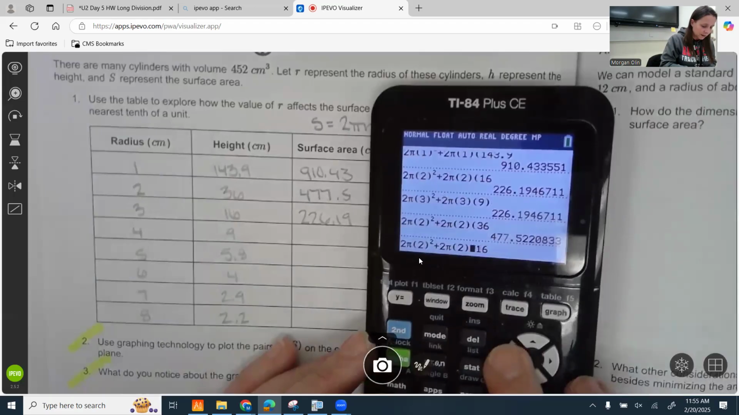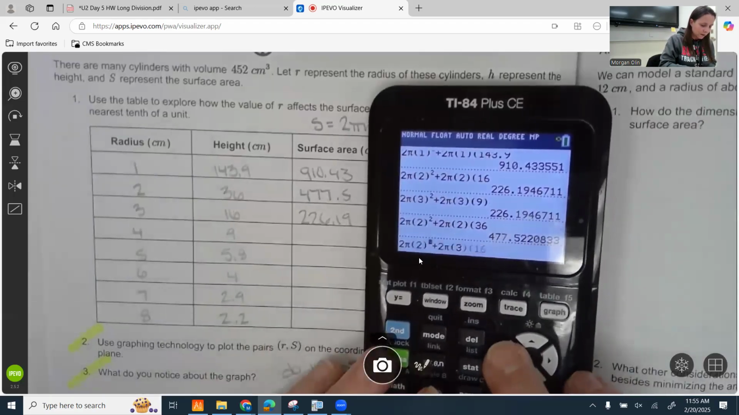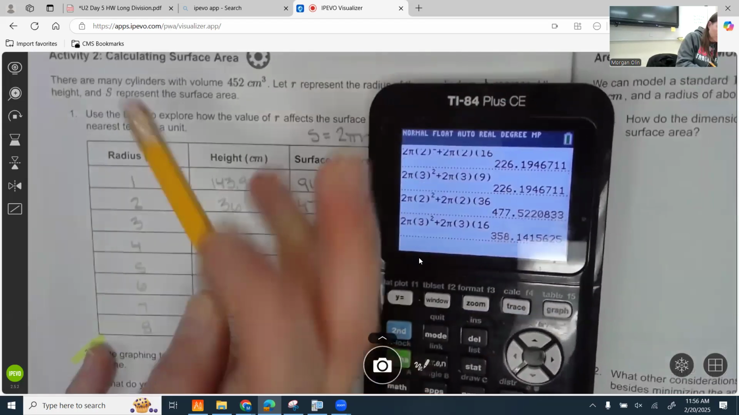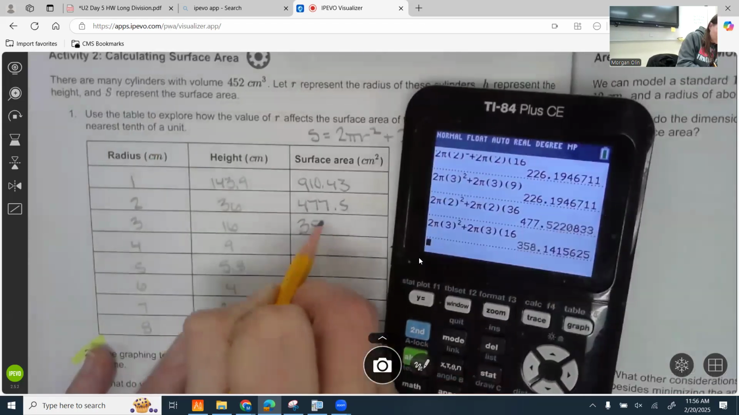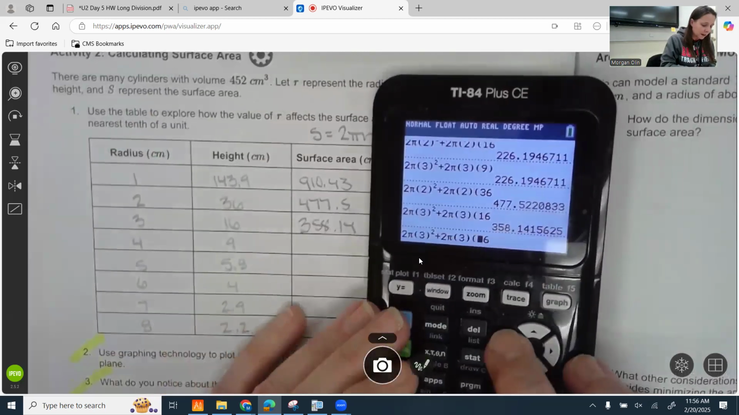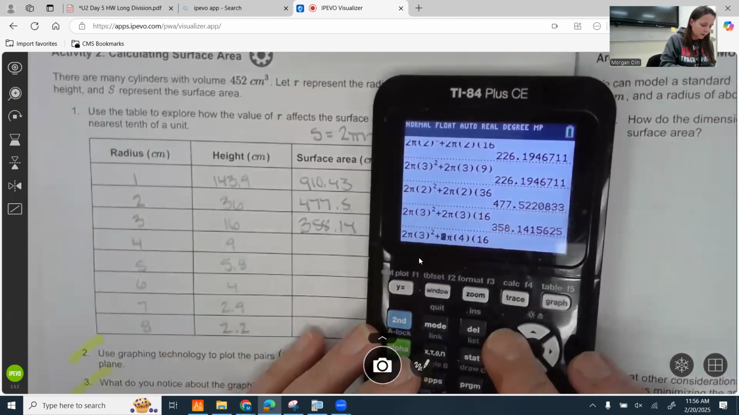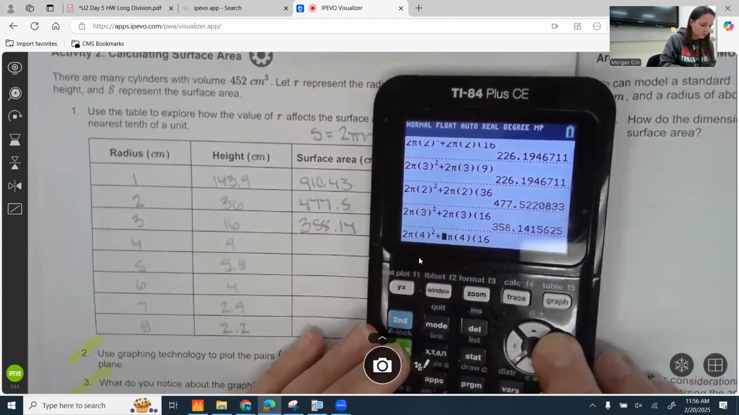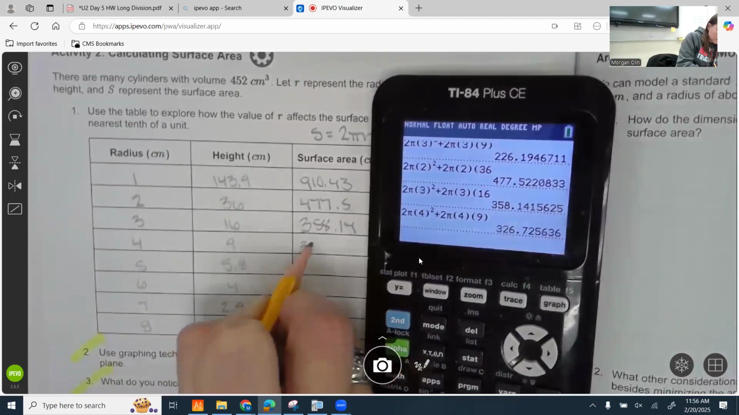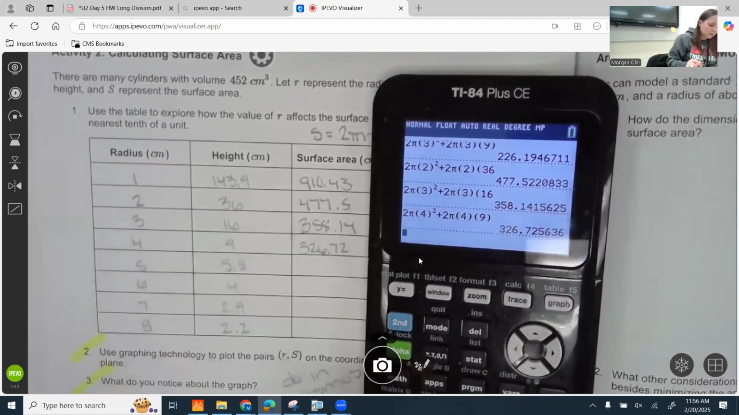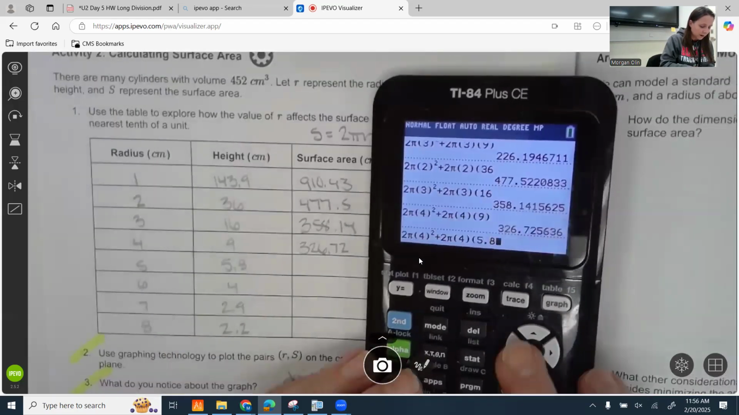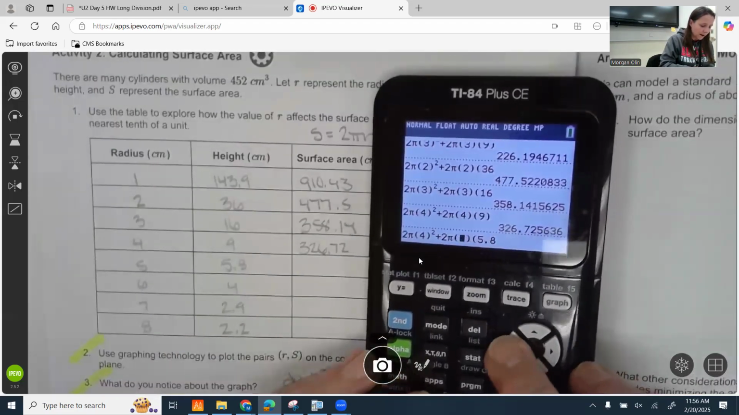This is going to be 16 and then 3 and 3. All right, this one's 358.14. All right, so let's do this again. Second enter. So that's 4. This is 4, and we change the height to 9. All right, so 326.72. All right, do it again. So 5.8 when our radius is 5.